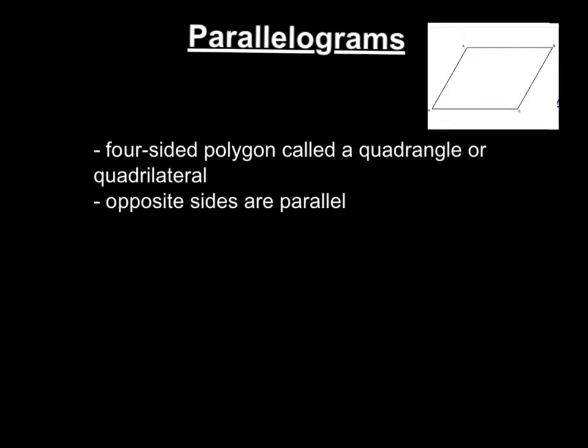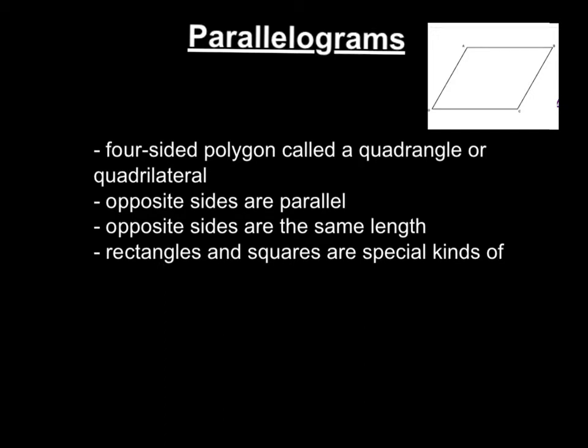Today we're going to use what we know about rectangle and area to help find the area of parallelograms. But first, let's think about what we already know about parallelograms. Go ahead and talk with your partner about all of the properties that you can name for parallelograms. Many of us said that parallelograms are four-sided polygons called quadrangles or quadrilaterals, that the opposite sides are parallel, that the opposite sides are the same length, and that rectangles and squares are special kinds of parallelograms.